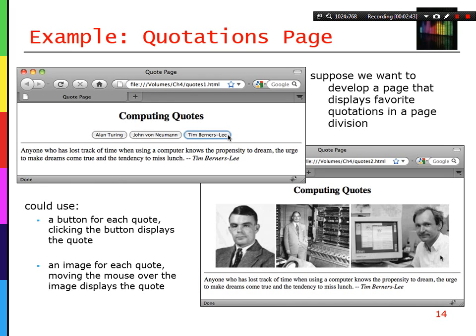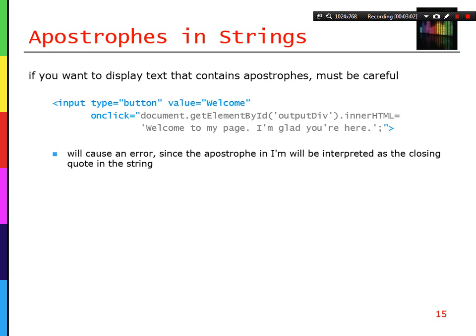This next example shows generating a quotations page, so that basically if you click any one of these buttons, it generates a quotation from that appropriate person. So that is something you'll be doing in your exercises, which you should follow along in the book. In this case, in the onclick, we should say getElementById innerHTML, welcome to my page, I'm glad you're here. If you wanted to do that, you would have to use apostrophes inside the string, and in that case, you use a single apostrophe.